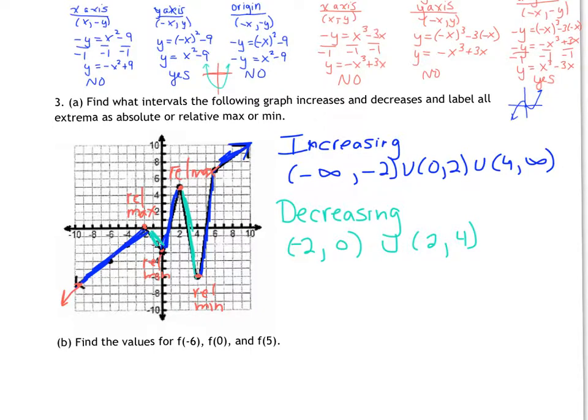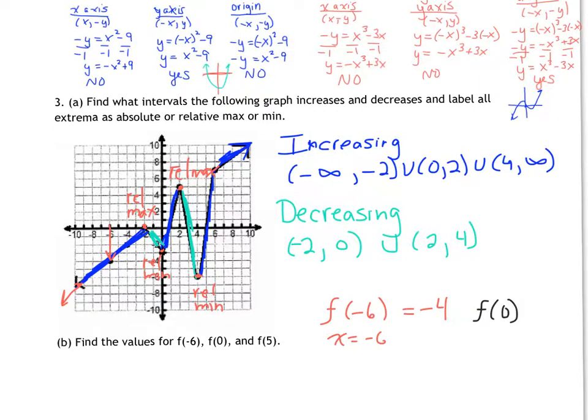The second part, B, says, okay, I want to find the values of f of negative 6, f of 0, and f of 5. Now remember what function notation stands for. If I say f of negative 6, that means x is negative 6, and I need you to tell me the y value. So if I look on this graph at negative 6, the y value on this graph appears to be negative 4. So function notation, the number inside is always the x, and then the number you get out is the y, or the output function.